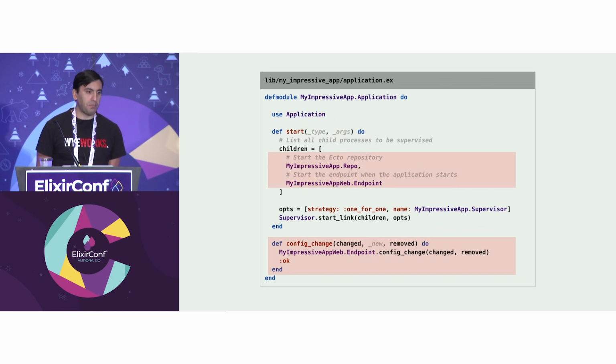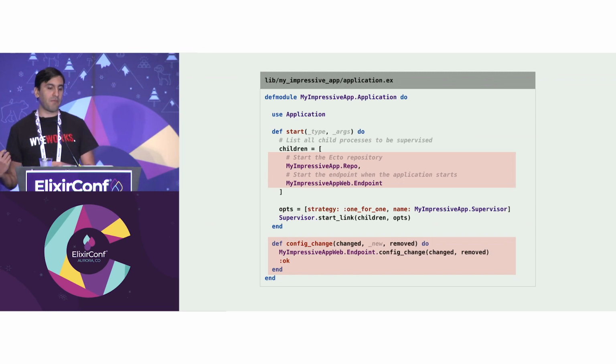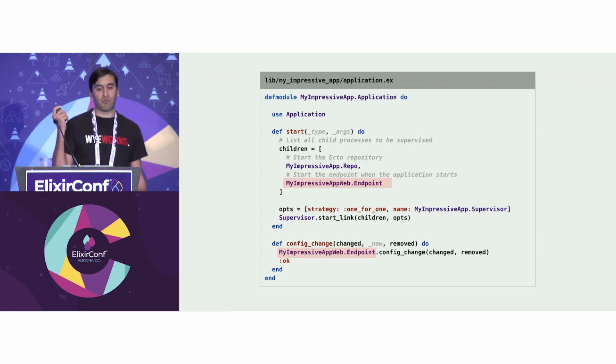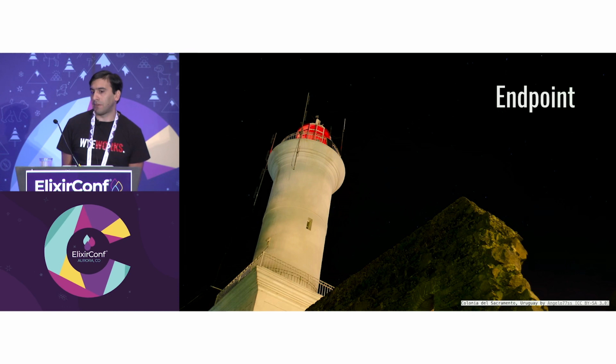Let's look at the code that is being added by Phoenix. This is the part of the code in this application module that is specific to Phoenix applications, code that the framework is generating for us. And it looks like everything, or almost everything, points to this module, the endpoint module, which is a very important one. So let's speak about it a little more.